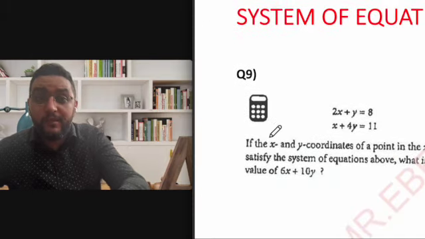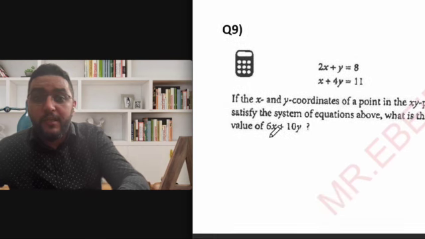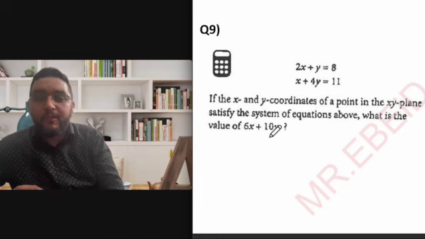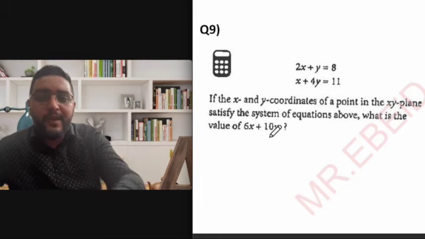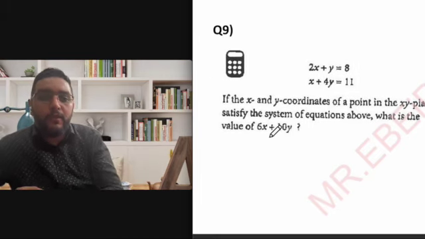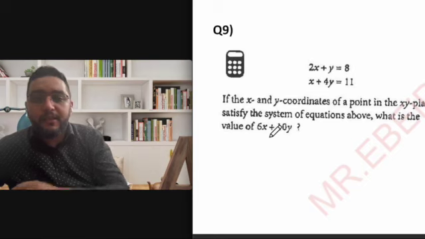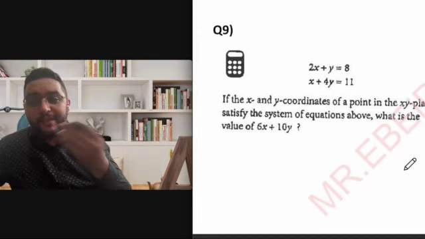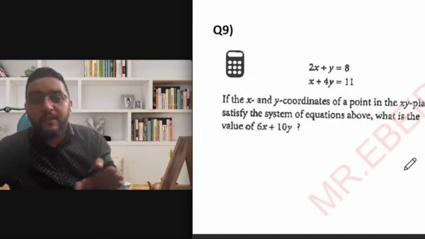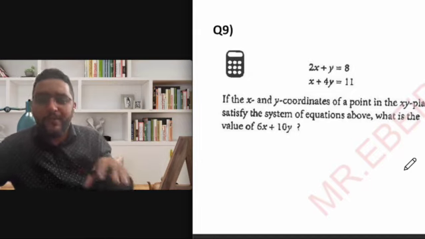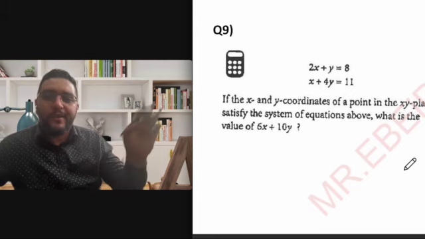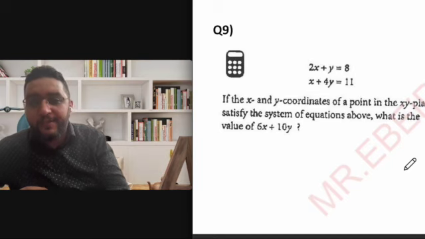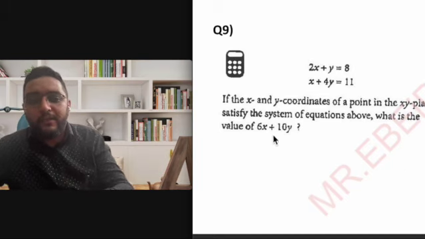Let's move to question 9 about a system of equations. We have 2x plus y equals 8 and x plus 4y equals 11. If the x and y coordinates of the point in the xy plane satisfy the system of equations above, what is the value of 6x plus 10y? You can use the calculator to answer this type of question. Multiply by 1 and write down the coefficients: 2, 1, 8, 1, 4, and 11. But we'll try to answer this type of question without using a calculator.